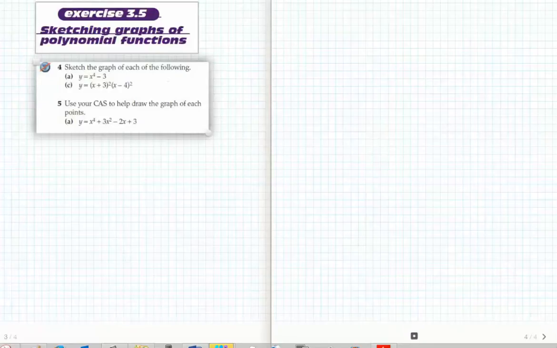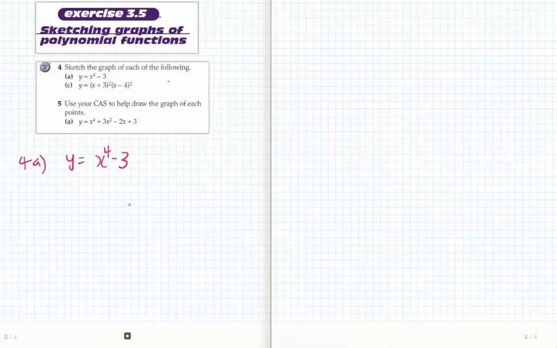This is for Year 11 Methods. It comes out of 3.5. It's question number 4 and question number 5. For question number 4a, y equals x to the power of 4 minus 3. So this is in turning point form. This one here used to be like this, but it's been moved down 3.